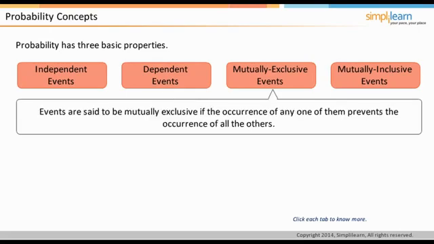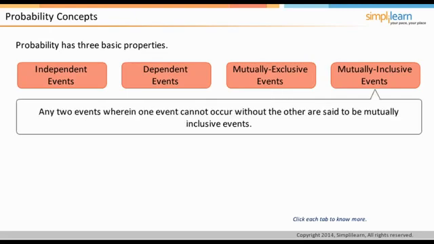Events are said to be mutually exclusive if the occurrence of any one of them prevents the occurrence of all the others. In other words, only one event can occur at a time. Consider an example of flipping a coin. When you flip a coin, you will either get heads or tails, but not both. You can add the probabilities of these 2 events to prove they are mutually exclusive.